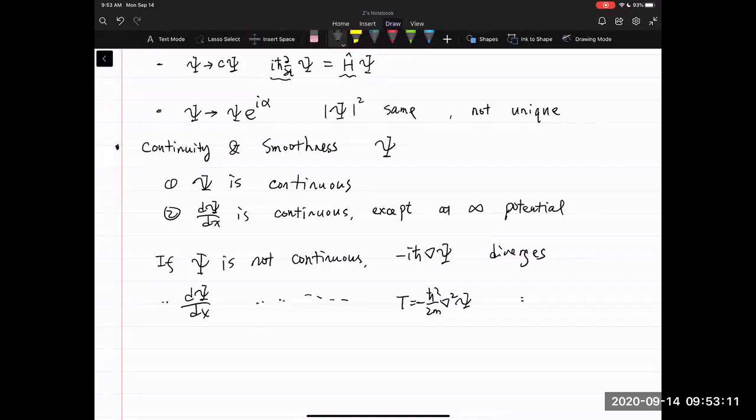We're going to use these conditions, especially at the boundaries, so that we can stitch the different pieces of the wave function together. I think that's all we need for the basic understanding of quantum mechanics. Next time, we're going to solve one example.